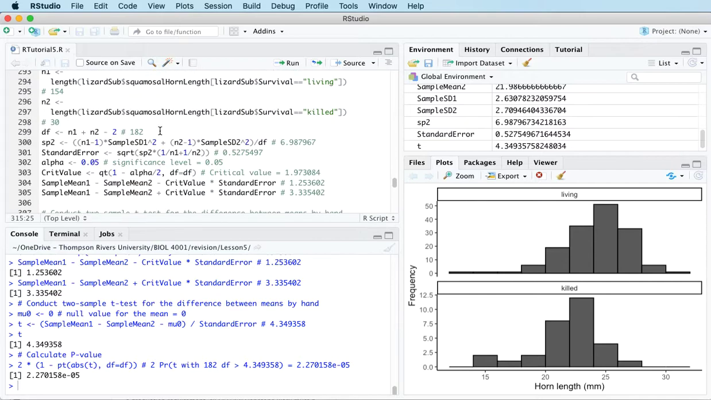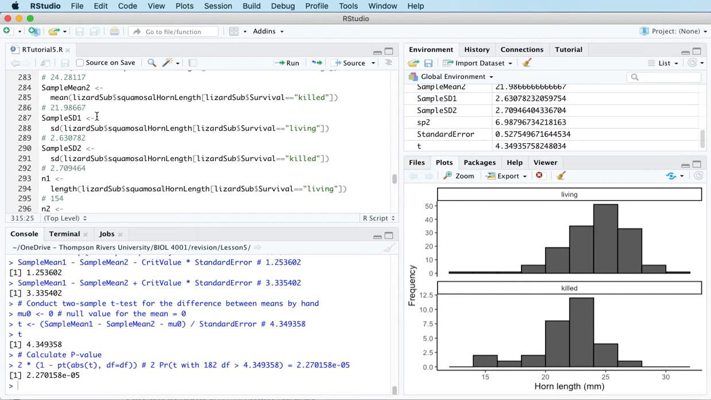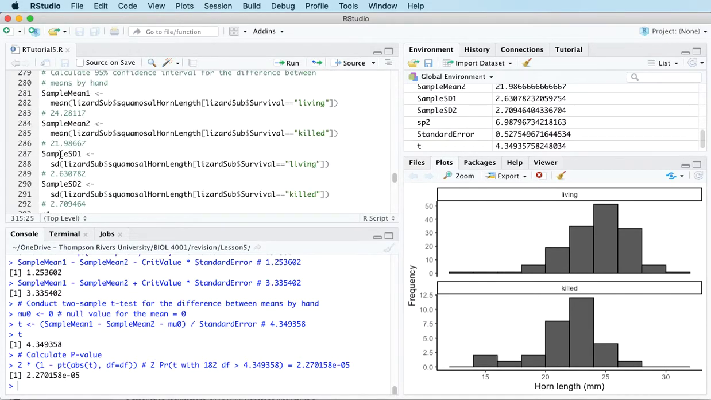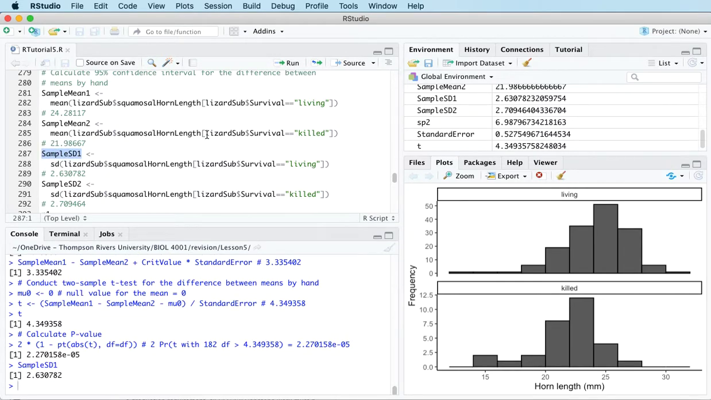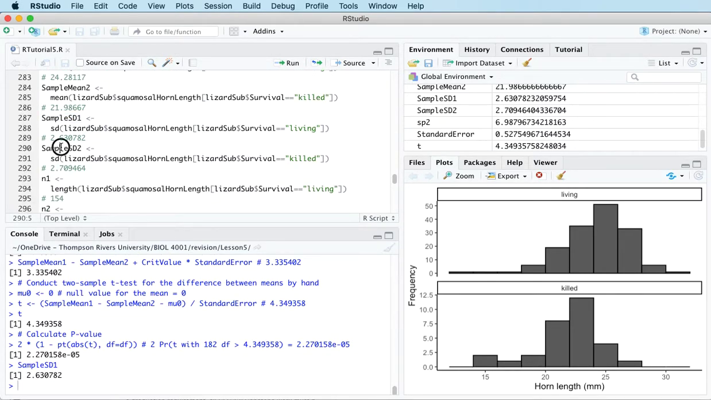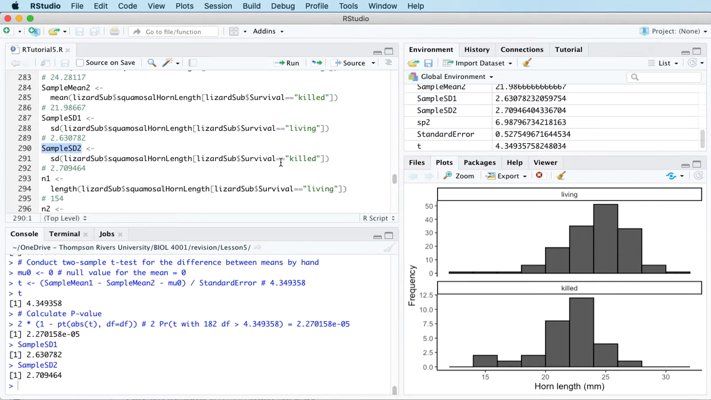We can also look at this numerically in terms of the sample standard deviations. The sample standard deviation for the living group is 2.63 and for the killed group is 2.71. So those are reasonably close to each other. So it's reasonable to assume that in the population the standard deviations are the same. If the standard deviations are the same, the variances are the same.